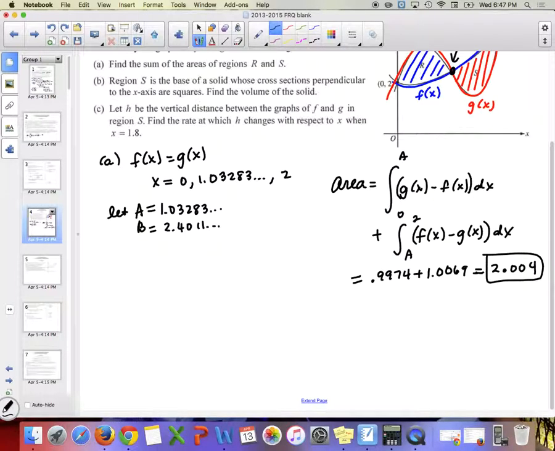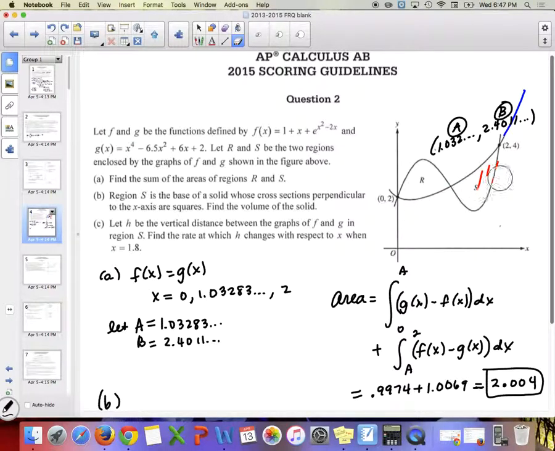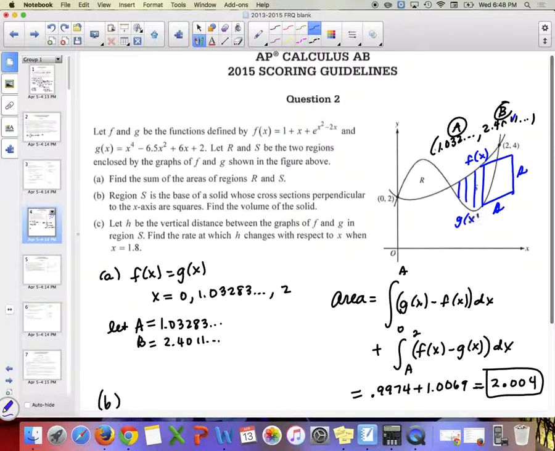All right, and then region S is the base of a solid whose cross-sections perpendicular to the x-axis are squares. Okay, so let's kind of clear this out a little bit. All right, so I have cross-sections perpendicular to the x-axis. So I'm making my chops like this, and off of each of these chops I have a square shape. So I have this side and I have another side, okay? So the side ends up being the top curve, which was our f of x, minus the bottom curve, which was our g of x. So my side, or s, is equal to f of x minus g of x. So that's one side of the square.